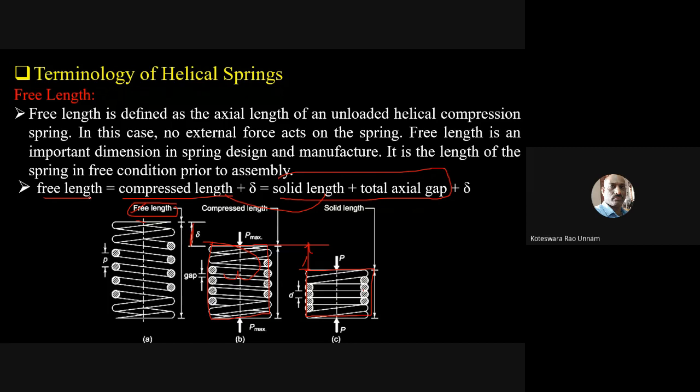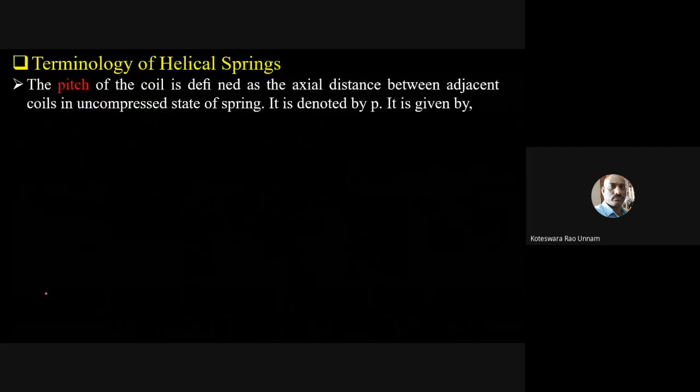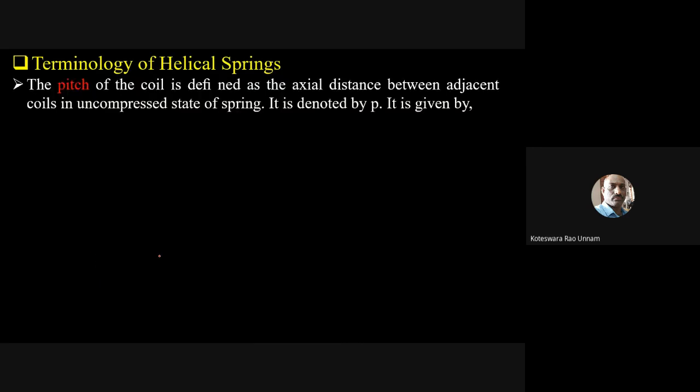So like this, you can relate all these three lengths, that is solid length, free length, as well as compression length. Then you can see one more parameter, that is P. Here you can see in all the diagrams, even the earlier diagrams, we are showing this as P. This P we call the pitch, and it is denoted by small p.